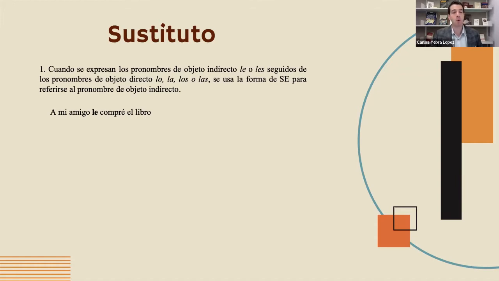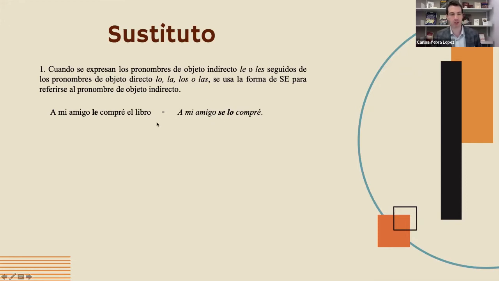And so now, suppose we want to replace el libro with a direct object pronoun and a mi amigo with an indirect object pronoun, right? And then le, which is redundant with a mi amigo, because le refers to a mi amigo, with an indirect object pronoun. Now, in that case, I replace el libro with lo, because it's masculine singular, lo. But then I cannot say a mi amigo le lo compré. Rather, I have to transform le into se and say a mi amigo se lo compré. So in this case, se replaces le.